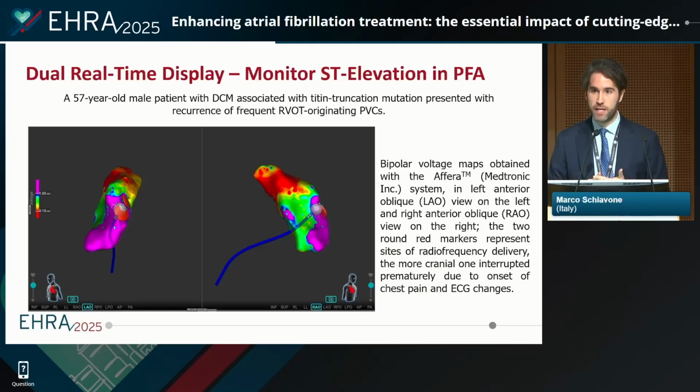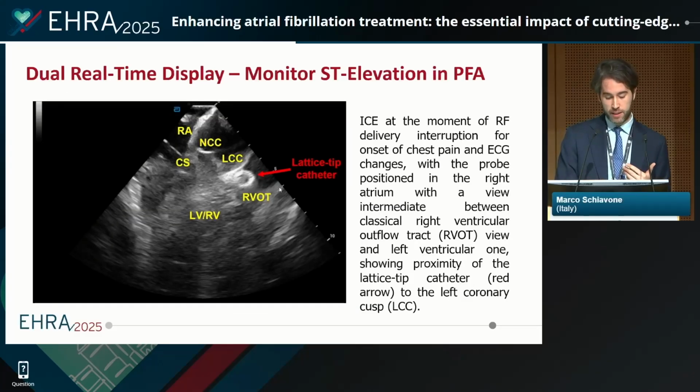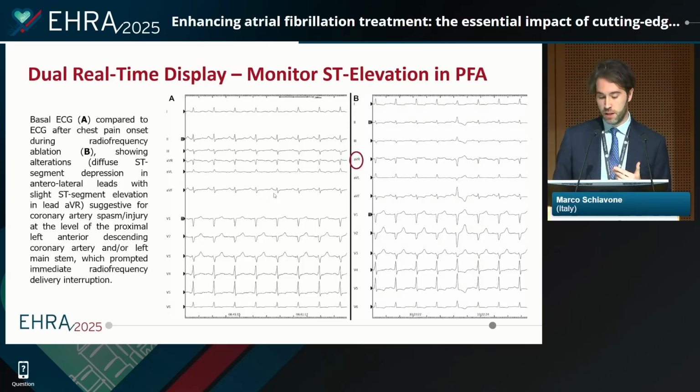This is an example of a case of ours that our fellow was working with, of a 57-year-old male with dilated cardiomyopathy associated with a titin truncation mutation who presented with recurrences after a previous RF procedure of frequent RVOT originating PVCs. We chose to use the A-Fib system due to its dual energy potential in the RVOT. While we had the ablation catheter, as you may see here on the ICE images in the RVOT, during energy deliveries, this happened. You have subtle ST segment elevation in aVR and a subtle ST depression in the anterolateral leads.